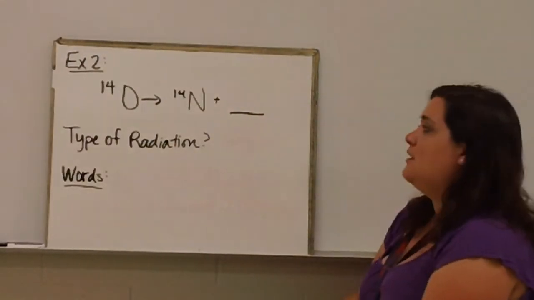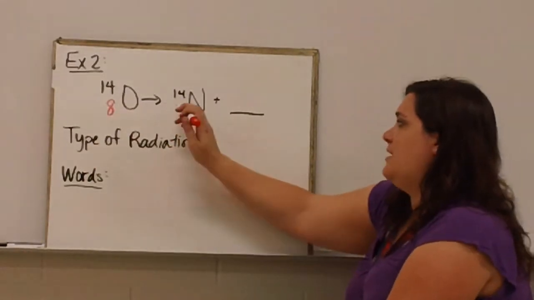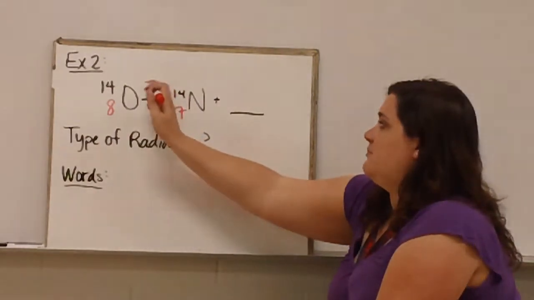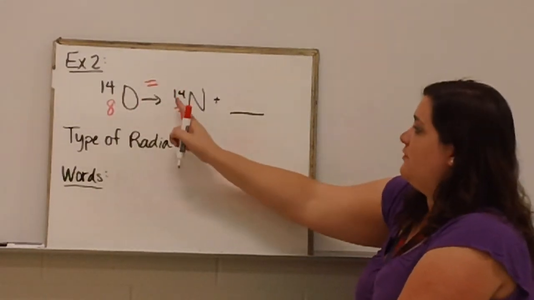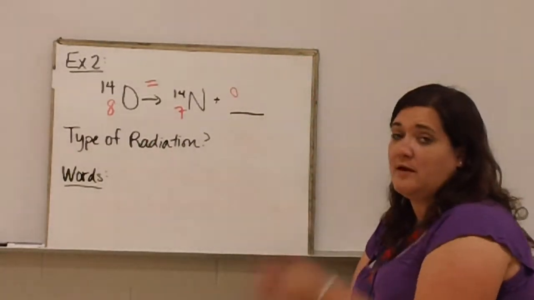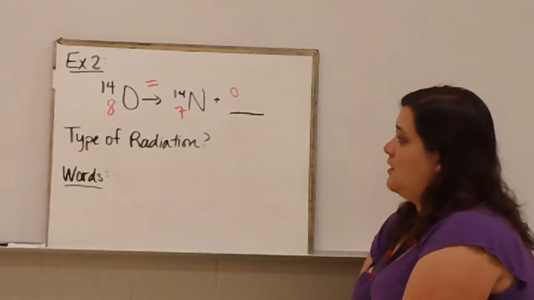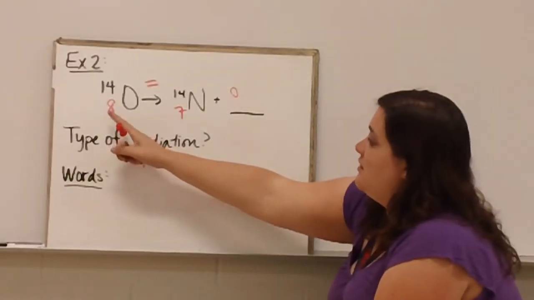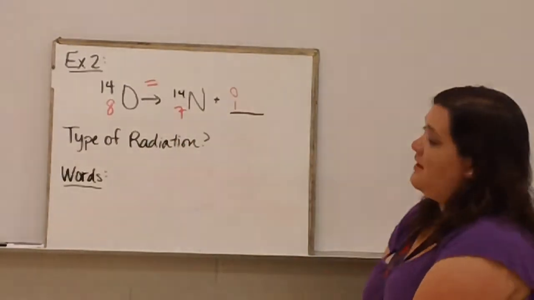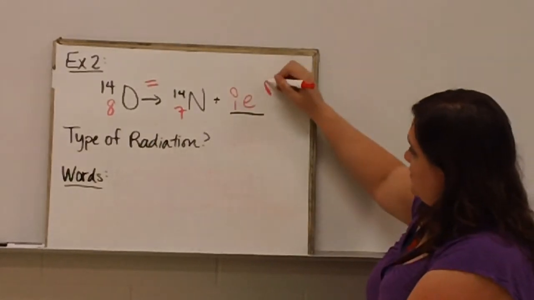Example 2. Again, we need to put in our atomic numbers, our nuclear charges. Oxygen's an 8, nitrogen's a 7. So again, both sides have to be equal. So 14 has to be equal to 14, which means our missing particle has to have a mass of 0. Remember, we only have two particles that have a mass of 0, a positron and a beta particle. So then we look at our nuclear charge. On the left it's 8, and on the right is 7. So the missing particle has to have a positive 1. And so that's going to be our positron.